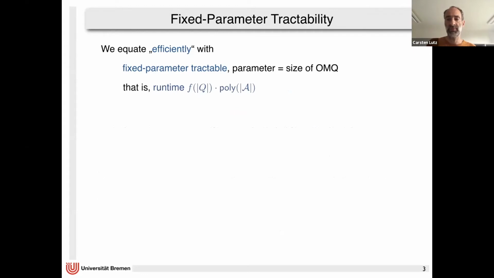So in other words, let me spell out what it means. It means what we want to achieve for computing the number of answers is a runtime of this form here. So f is an arbitrary function. As long as it's computable, we don't care about the growth rate, and we want to be polynomial in the ABox. So you can think of this as decoupling the expensive computation, which involves the ontology, from the computation that involves the part of the input which is large. This is the ABox, and in the ABox we're only polynomial.